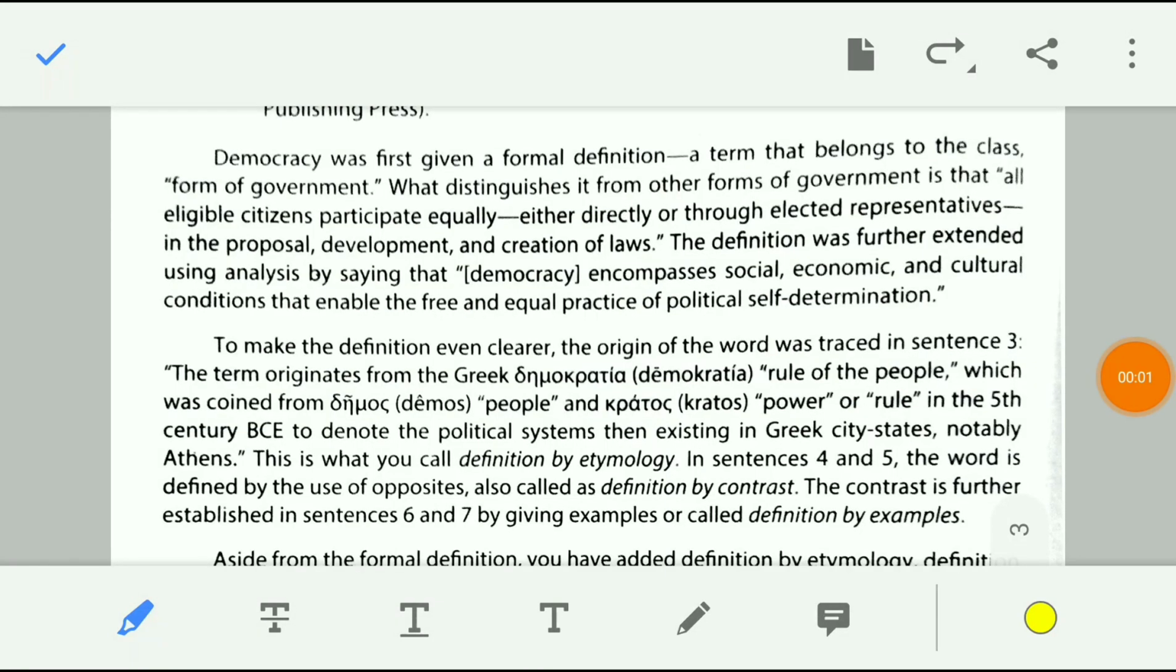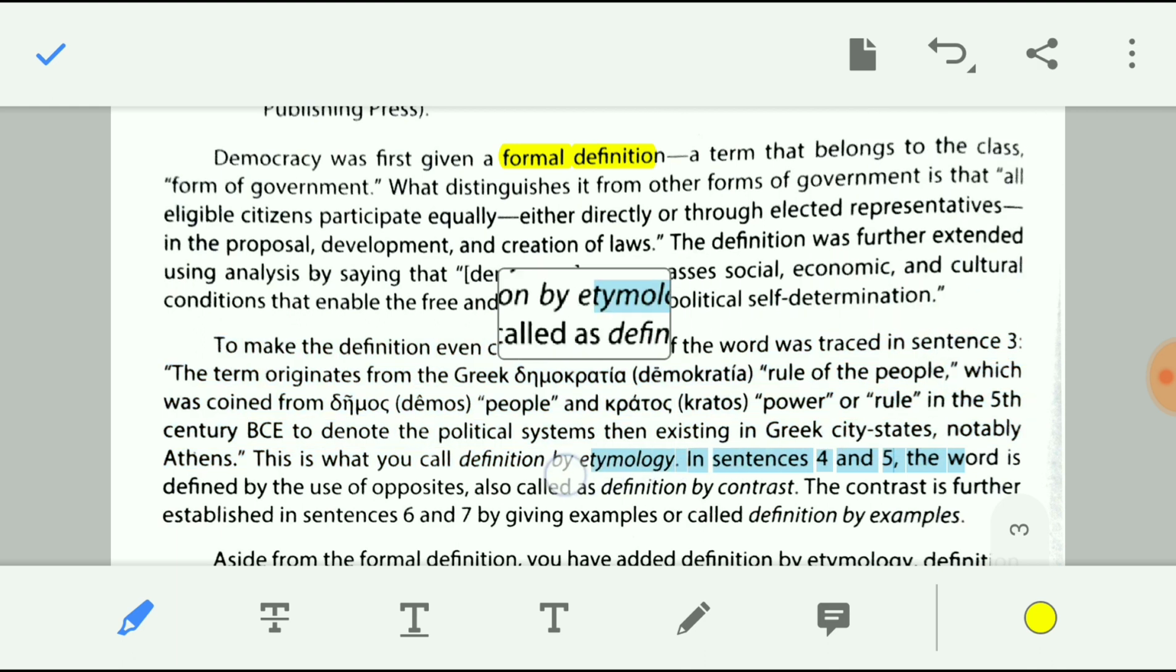So here are some of the definitions that were done in the previous page that we have discussed. The first one was a formal definition. A formal definition is where the term belongs to a class or a category, and then you distinguish it from all the others that are falling in that same category. And then you also have some sentences.